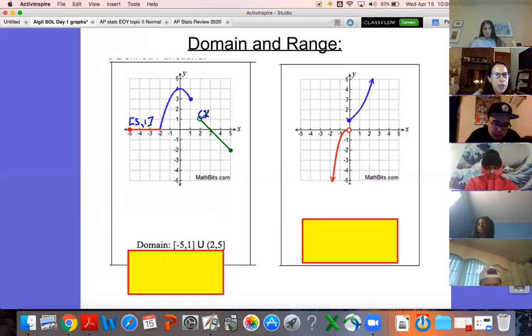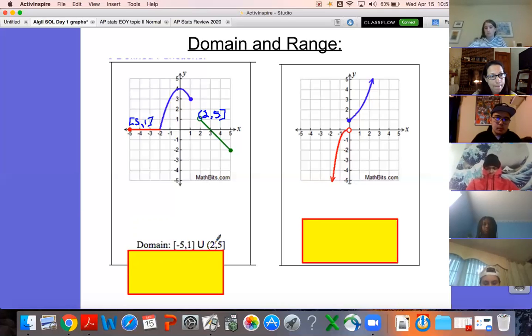Okay? And then that bubble means parenthesis. But then I go back up to 5. I continue going up to 5. So 5 is actually a point on the graph, the x value of 5. So we put a bracket. And then this U just means include this and this portion of the x-axis for your domain.